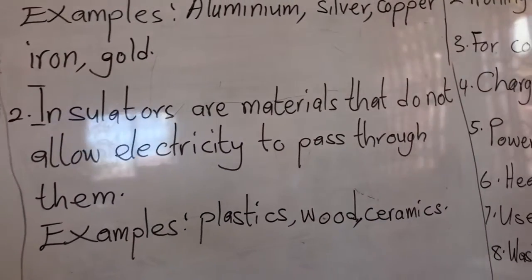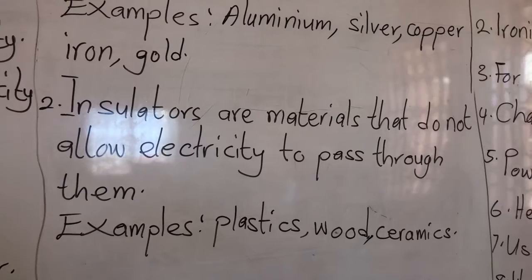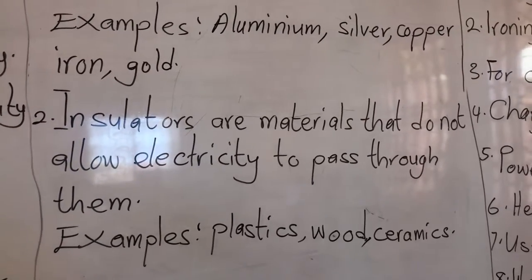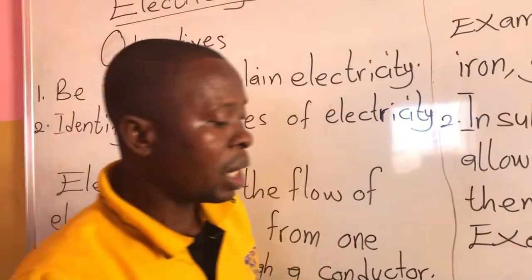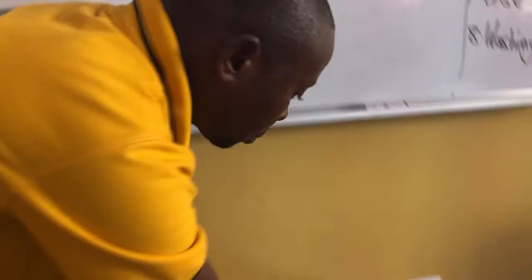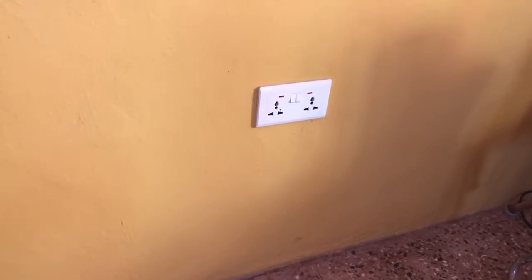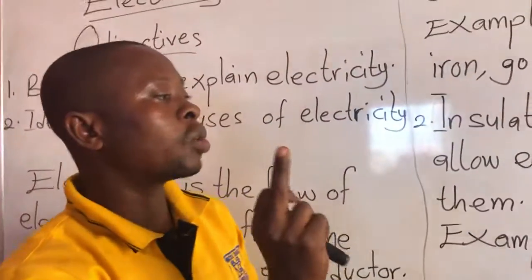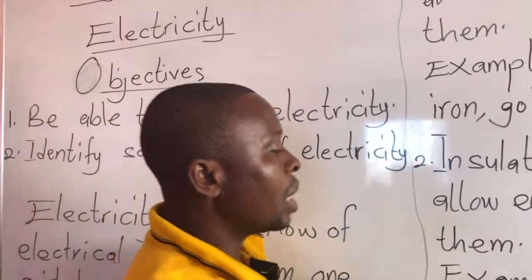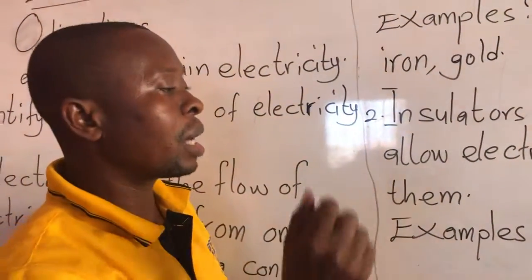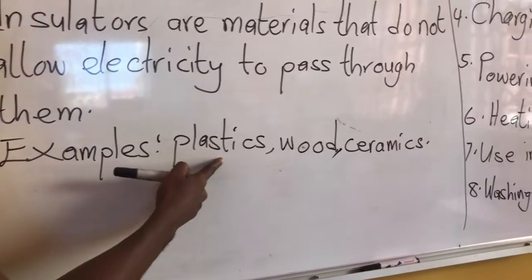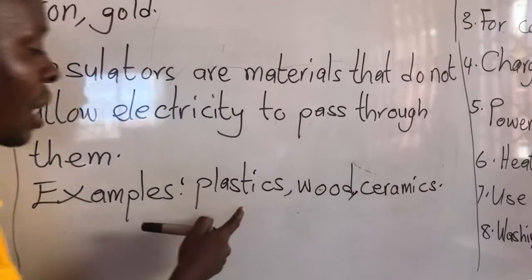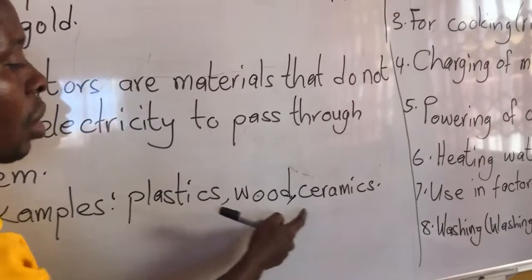Insulators are materials that do not allow electricity to pass through them. As I said earlier with the example, when you insert a pen into the socket, you will not feel anything. So the pen is what? An insulator. Why? Because it doesn't allow electrical current to pass through and have contact with you. Some examples are plastics. All plastics are insulators. They don't allow electrical current to pass through them. Then we have wood, and we have ceramics too.